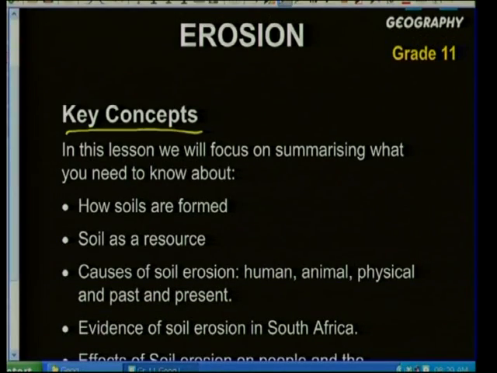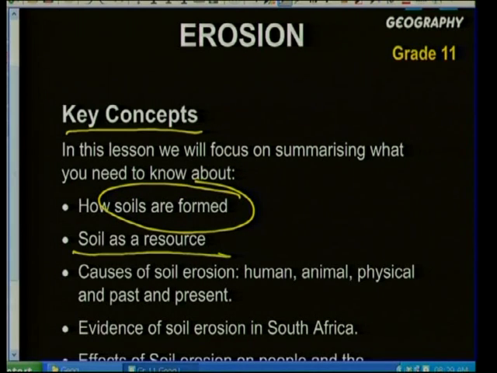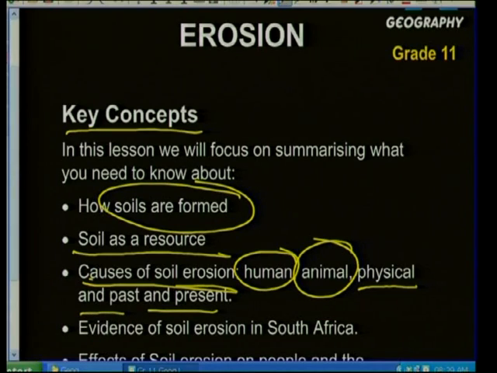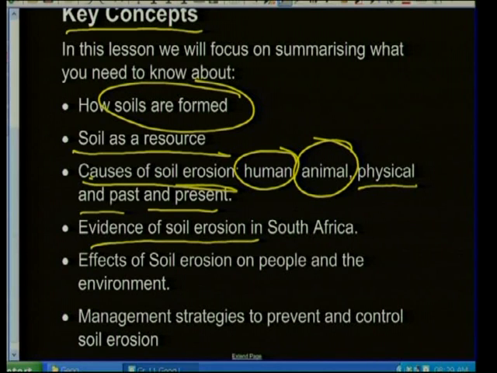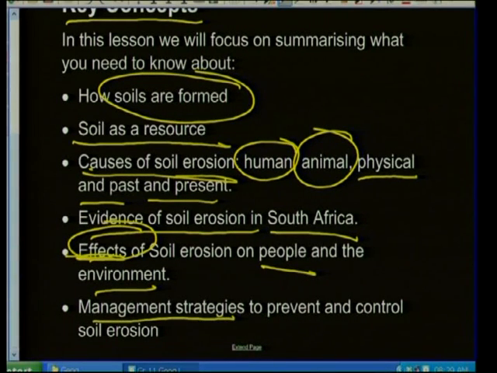The key concepts are as follows. How are soils formed? We look closely at soil as a resource, causes of soil erosion, in specific, we look at the human impact of soil erosion, the animal impact of soil erosion, as well as the physical and past and present impacts and causes of soil erosion. We look at evidence of soil erosion in South Africa. Very important is to look at how soil erosion affects the environment and people. And lastly, we will look at management strategies that the government is putting in place in order to prevent as well as control soil erosion. Let's take a closer look at how soils are formed.